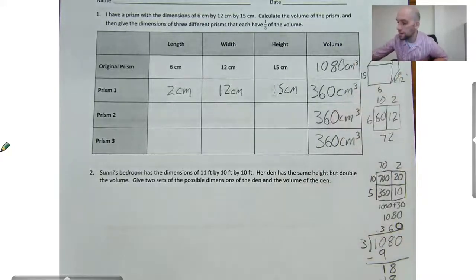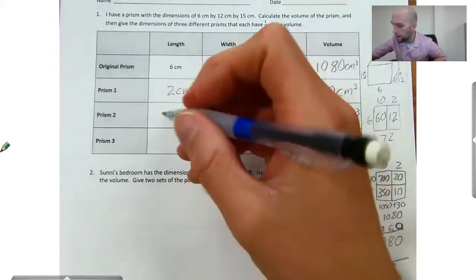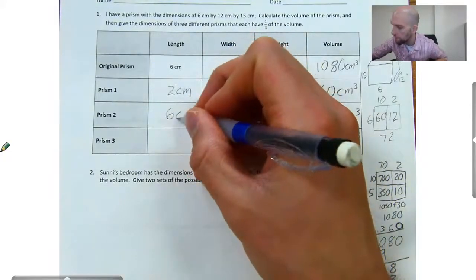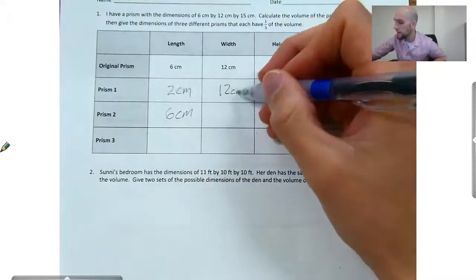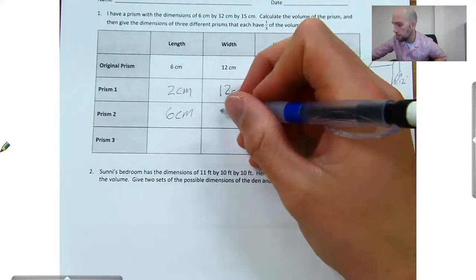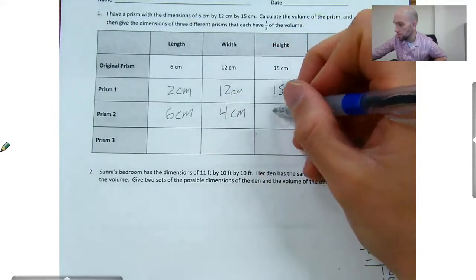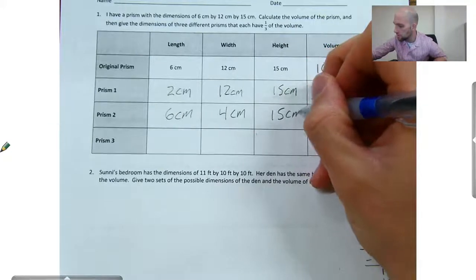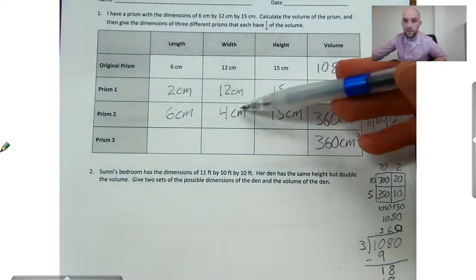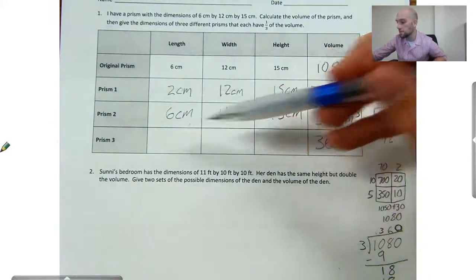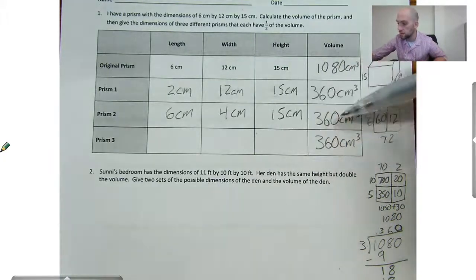I'm taking away 3 layers, not just 3 centimeters, but 3 layers of that prism. So I could do that in any dimension that I want to. So I can leave this one 6. And let's say I divide my width by 3. Well, I could make that 4 centimeters. And then I keep this one 15 centimeters. 4 times 15 is 60. 60 times 6, well, 6 times 6 is 36, times 10 is 360.